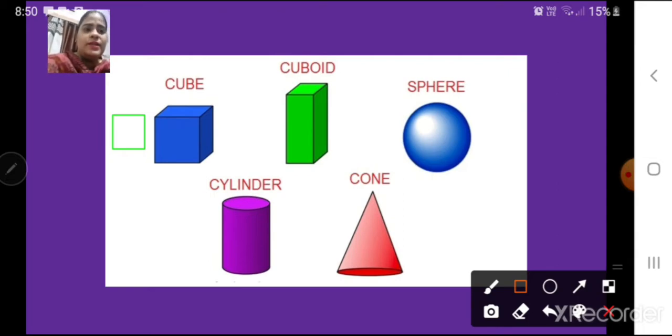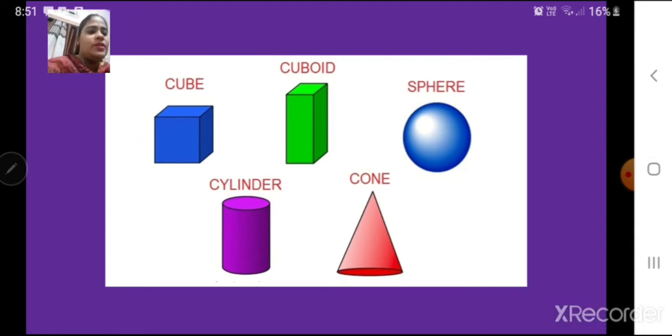Whereas a sphere, you can see it is a circle, correct? A circle is flat, whereas a sphere is like a ball. Then we have a cylinder here, and a cone. A cone is like a triangle, correct? But it has a base. So all these images are three-dimensional images, or known as solid shapes, because they have faces on each side.